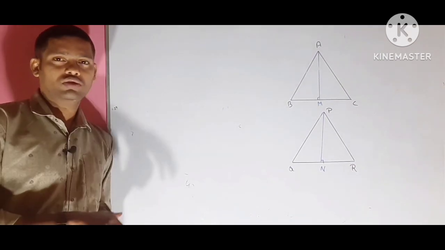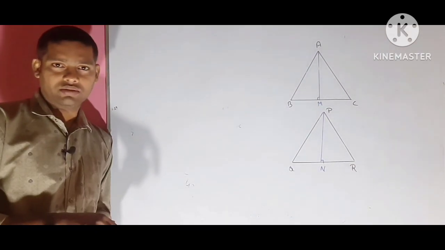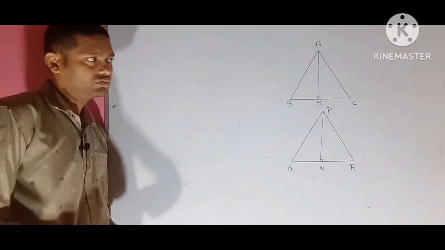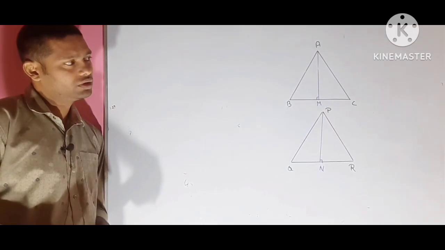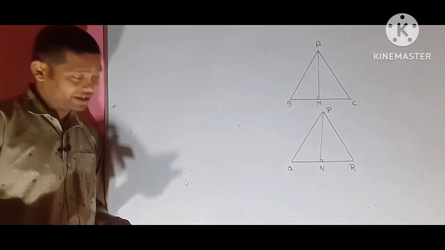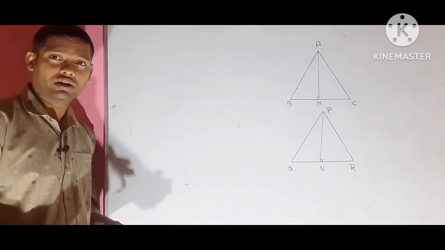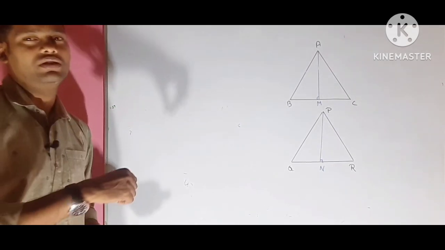Okay, so they have not given you the diagram. This is the diagram which I did for you, but you have to do the diagram by yourself. There are two triangles, they can be of any length, but they are equiangular. Equiangular means the angles are the same.